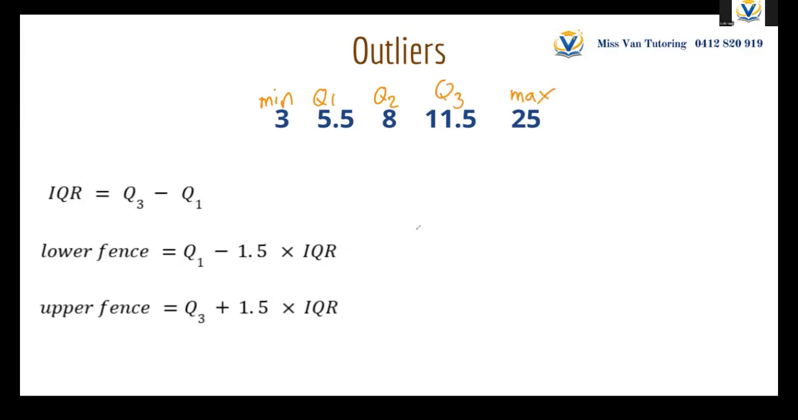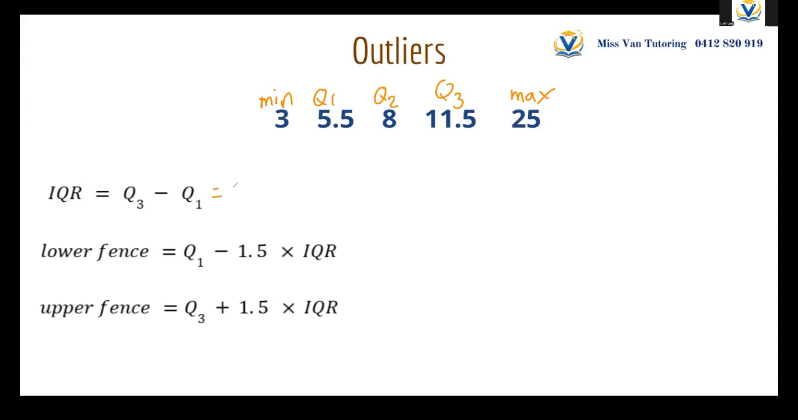To find my outliers, these are the 3 related formulas. Whenever you need to find outliers, I would need you to have a default thinking and remind yourself straight to IQR, lower fence, and upper fence. Outliers, lower fence, and upper fence are all related. So how do I find my IQR? All you need to do is follow the formula.